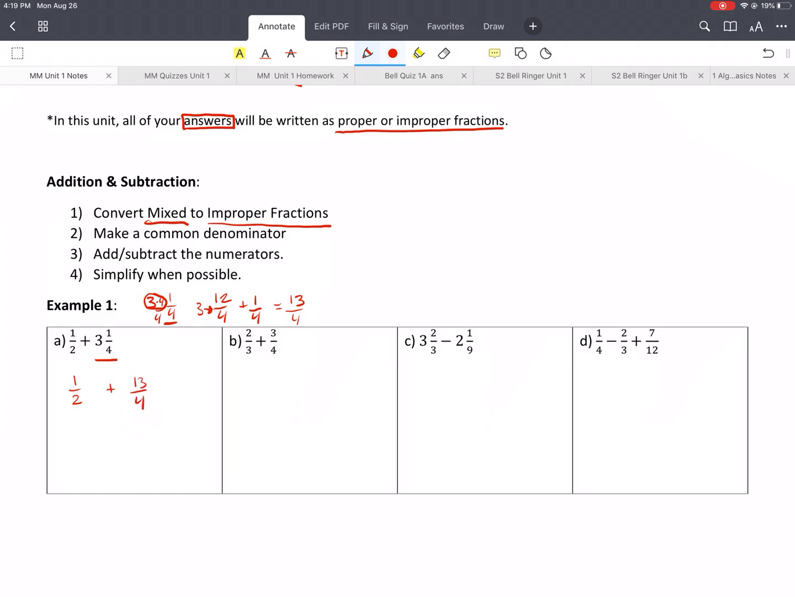Okay, but the next step is to find a common denominator. So we have one denominator that is a 4, the other is a 2. What can we multiply 2 by to make it 4? That would be 2. We could multiply the denominator by 2, but if we do that, we also need to multiply the numerator by that. So that would give us 2/4 plus 13/4. Add those together, we get 15/4.